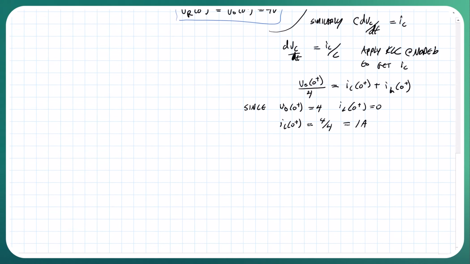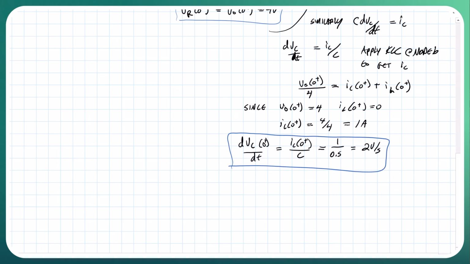Then we can rewrite this here as dVC over dt is equal to IC over C, which equals 1 over 0.5, which gives us 2 volts per second. I'll highlight that as well.